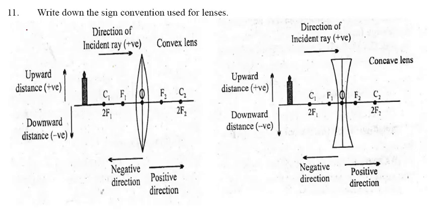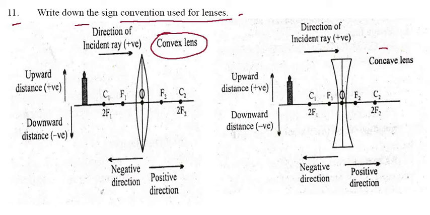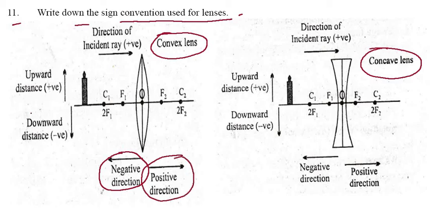Now come to the next one. Write down the sign convention used in lens. I had already told this sign convention for lens. In front of the lens, this lens is the convex lens. You can see here, and that one is the concave lens. So in front of the lens, always remember it is negative, and behind the lens it is positive, and downwards of the principal axis is negative, and upward is positive. So you can see in this figure, and similarly the same for the concave lens.